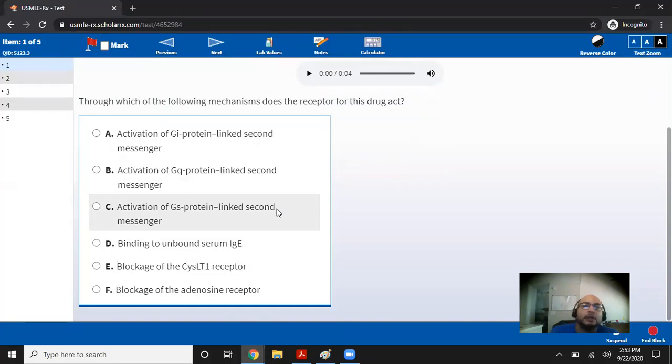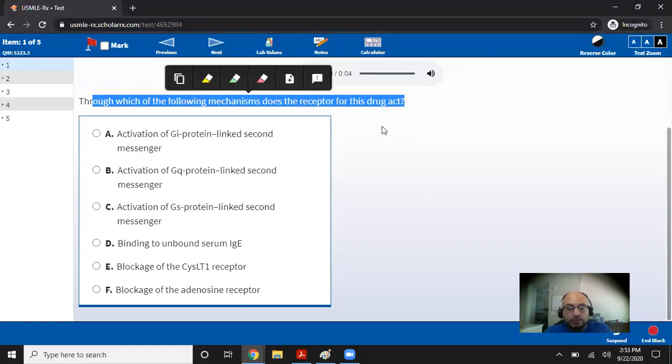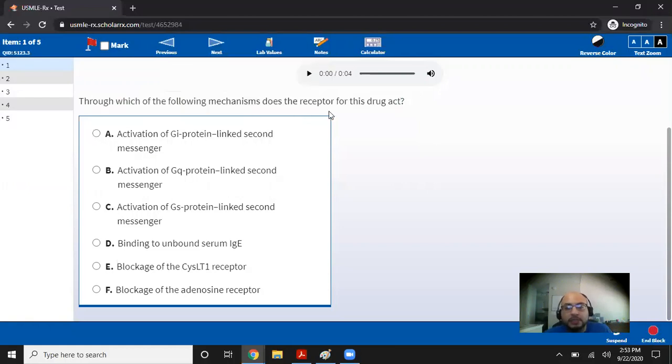I know it's not cardio. I know it's not biochem. I know it's not micro, etc. Right? That's the first step. The second step is you read the question. So in this case, it says, to which of the following mechanisms does the receptor for this drug act? Okay, so what drug, and then what receptors associated with that drug, and then how does that receptor act?